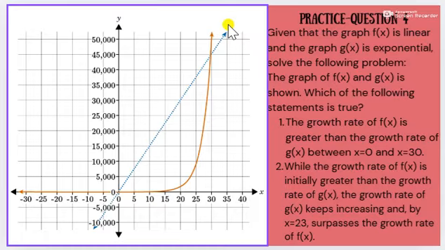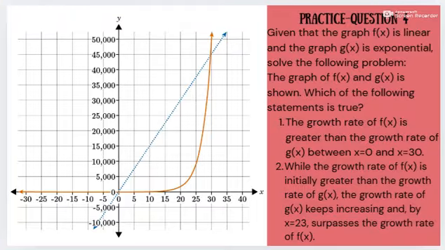The growth rate of g of x keeps increasing, and by x equals 23, which is right about here, surpasses the growth rate of f of x. So where do they switch? It's number 1. It's at about 30, where they intersect right there.